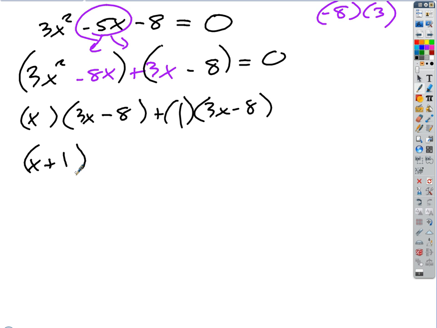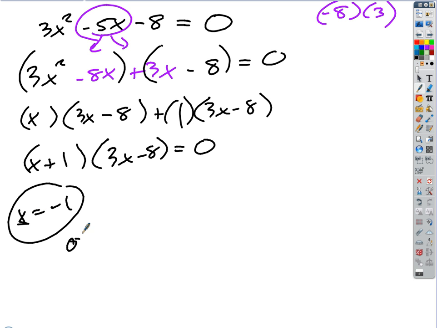Times the common leftover factor, right? So what are the solutions? Either x equals negative 1 or x equals 8/3, right? Good. If I set this equal to 0 and solve, add the 8, divide by 3. Good.